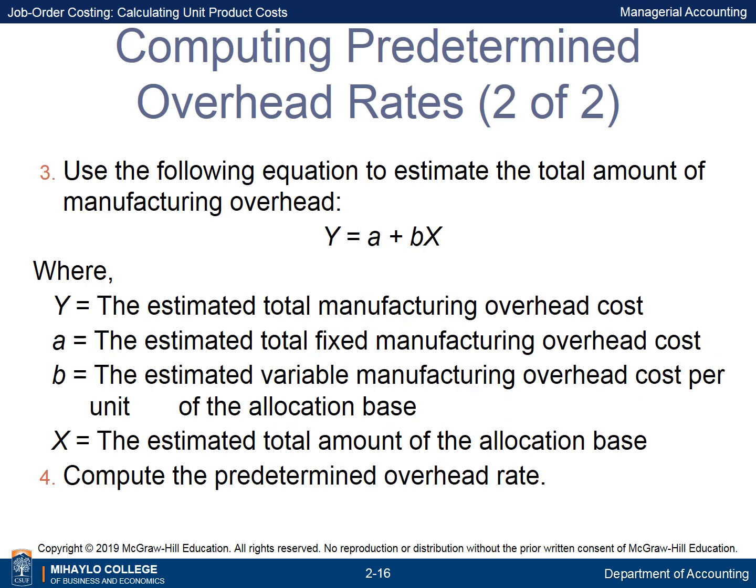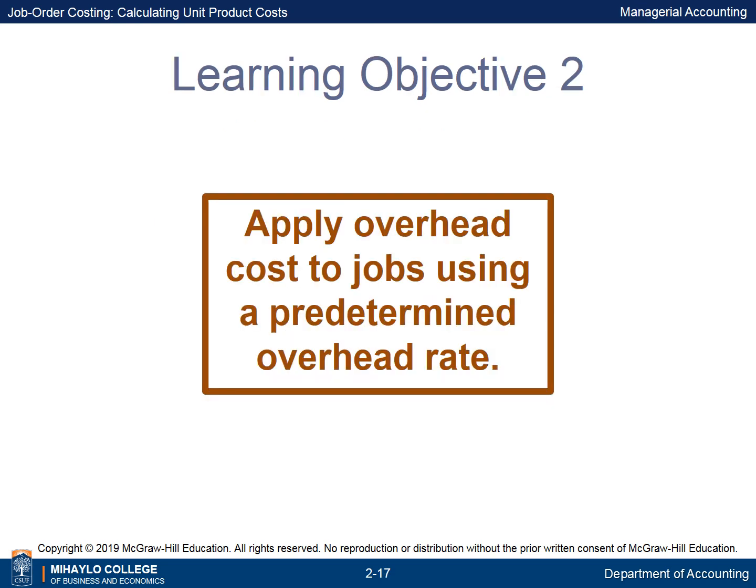3. Use the following equation to estimate the total amount of manufacturing overhead. Y equals A plus BX, where Y equals the estimated total manufacturing overhead cost, A equals the estimated total fixed manufacturing overhead cost, B equals the estimated variable manufacturing overhead cost per unit of the allocation base, X equals the estimated total amount of the allocation base. 4. Compute the predetermined overhead rate. Learning objective number 2 is to apply overhead cost to jobs using a predetermined overhead rate.